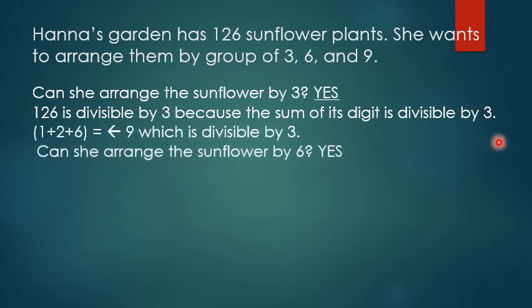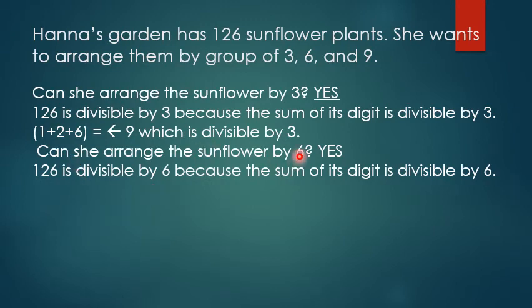So, yan po. Okay? Can she arrange the sunflower by 6? Yes daw po. So, kung naalala niyo po, pag 6, dapat siya ay divisible sa 2 and 3. Since po ang 126 ay nagtatapos sa 6, yung rules natin sa divisible by 2 ay nagtatapos dapat sa 0, 2, 4, 6, 8. So, siya po ay divisible sa 2. And then, kapag pinag-add-add po natin yung mga digits, siya po ay 9, which is divisible by 3. So, kung divisible siya sa 2 and 3, siya po ay divisible sa 6.